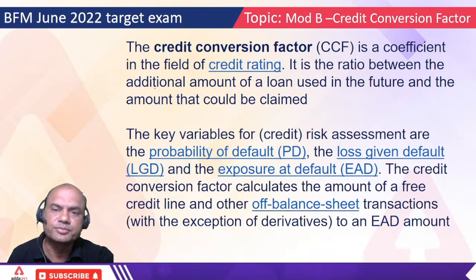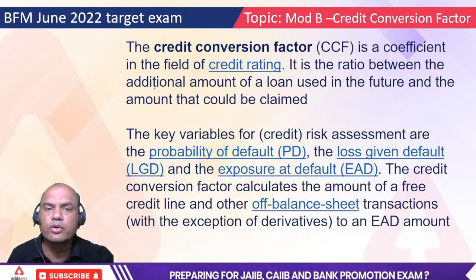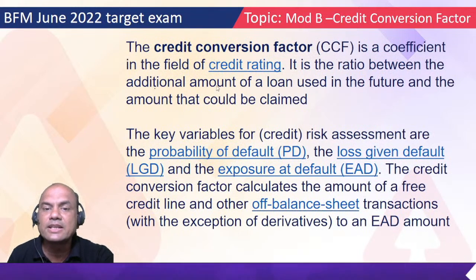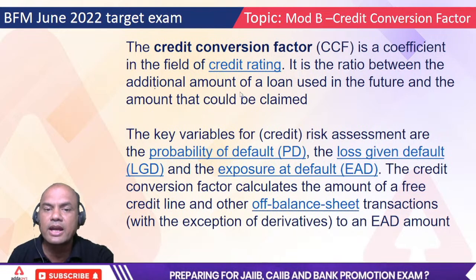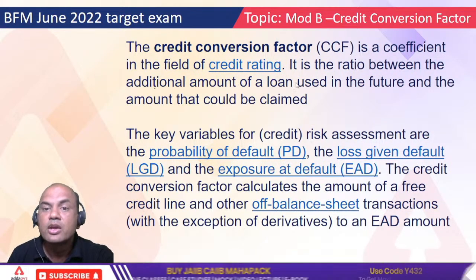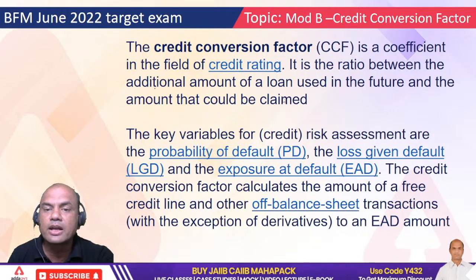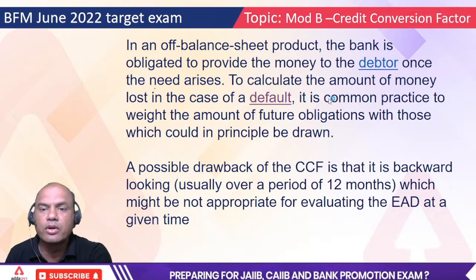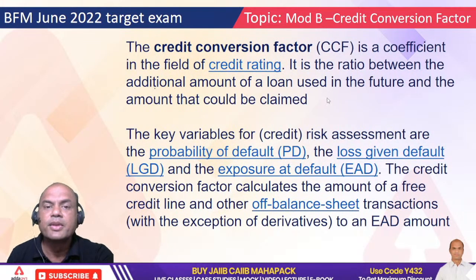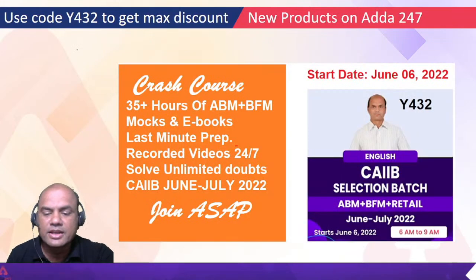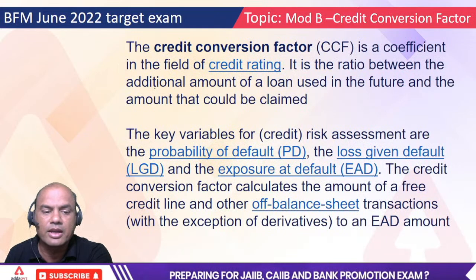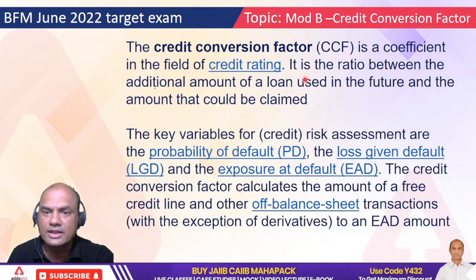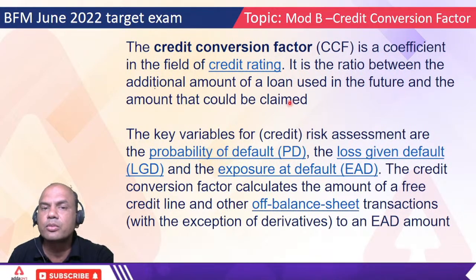Now let's study the topic. Credit conversion factor is a coefficient in the field of credit rating. It is a ratio between the additional amount of loan used in future and the amount that could be claimed. Loan used in future and amount that can be claimed means if I am giving some additional loan or some contingent liability to you, this CCF tells what will be the liability on me if it comes on me. It's that simple: loan in future versus amount to be claimed.